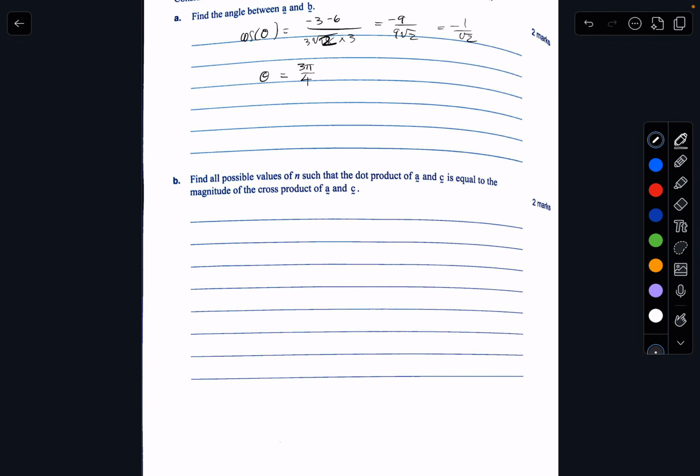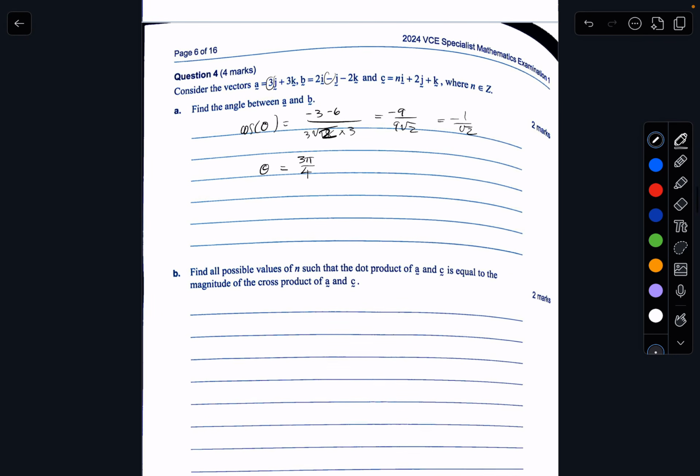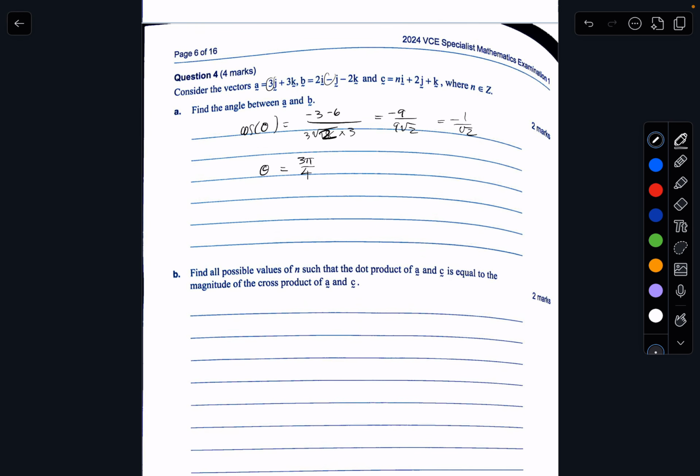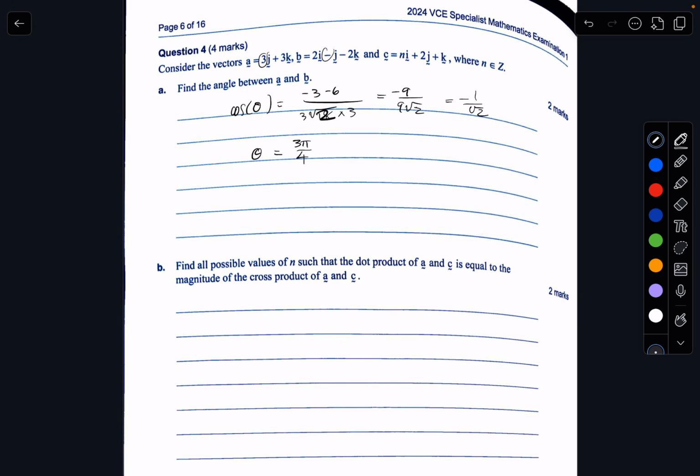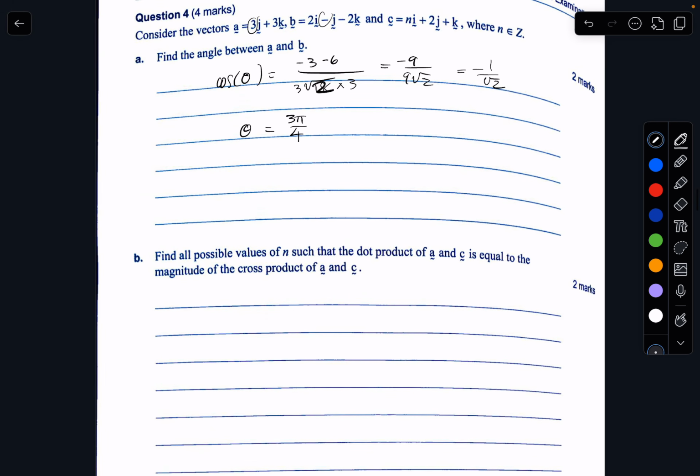Find all possible values of n such that the dot product of A and C is equal to the magnitude of the cross product of A and C. Okay, so the dot product of A and C is 3n. Oh wait, no. There's no n on the left-hand side because it's 0 plus 6 plus 3, so 9. Right? Yeah. 9 is equal to the magnitude of the cross product.